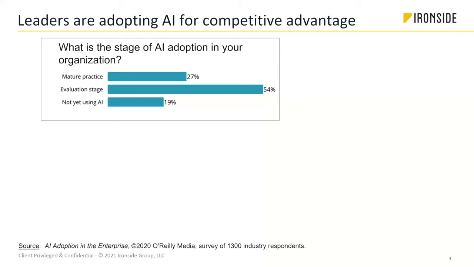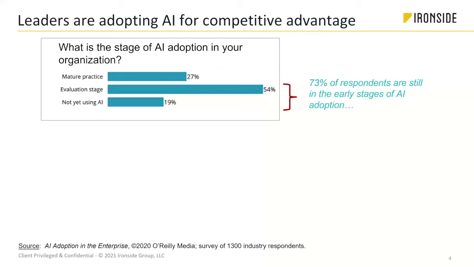You see this first question: what is the stage of AI adoption in your organization? They've broken it down into 3 groups: who thinks that they have a mature practice, they're sort of in the evaluation stage, or they're not using it. And the good news is that the train really hasn't left the station, right? The mature practice is only 27%, and 73% of respondents are still in the early stages.